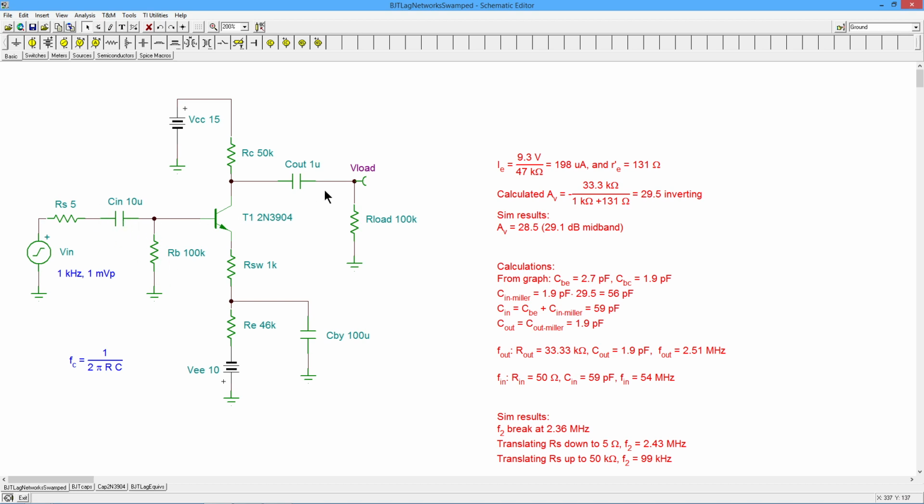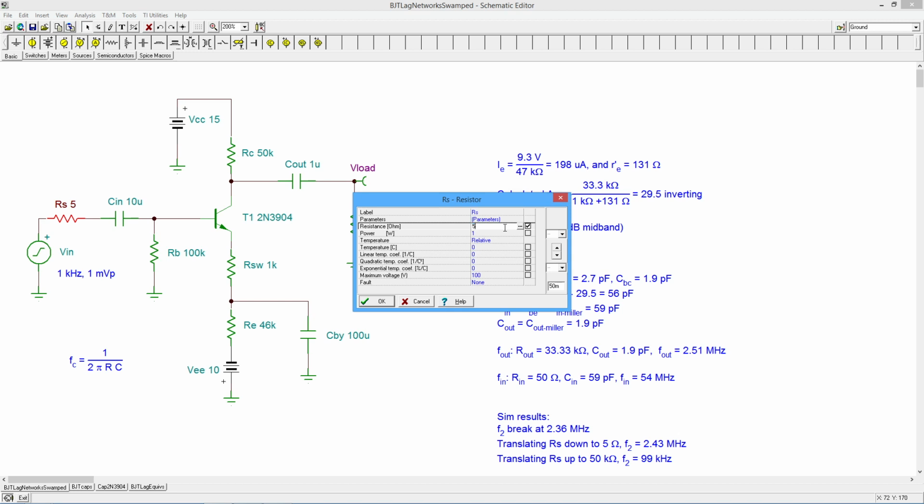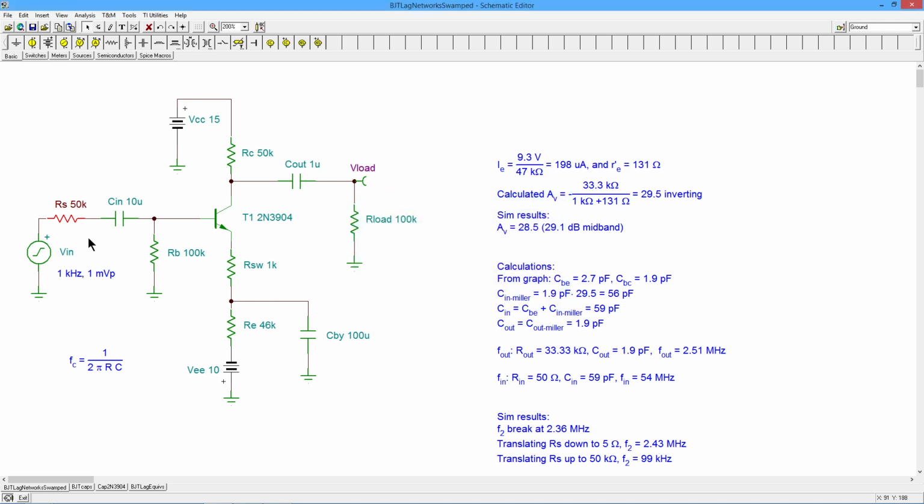Because it's a lot higher than this one. Is it easy to translate this one up so I can just look at this one? Well, the answer is no, unfortunately. However, what we can do is sort of go the opposite way with this. So instead of using the original 50 ohm, I am going to crank this up to 50 k ohms. So we're going to push this one down.